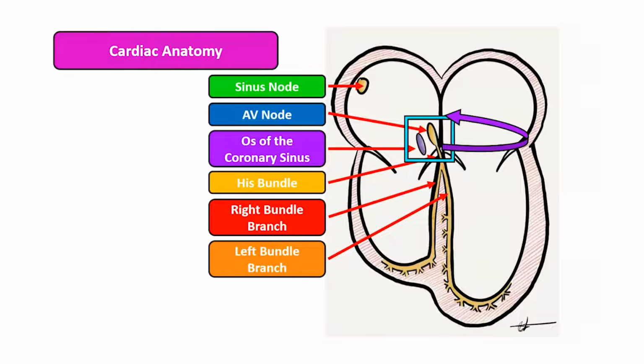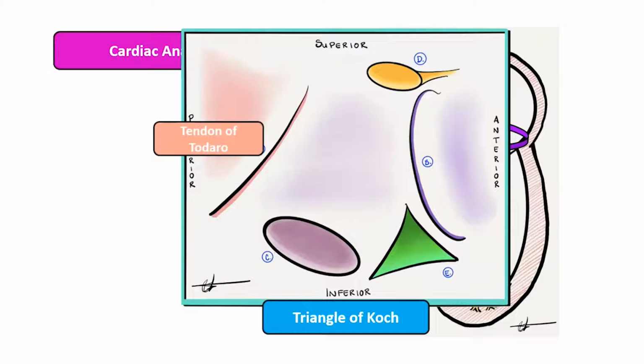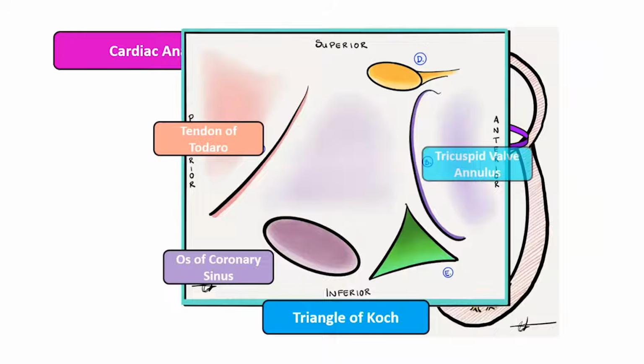And this region right here is a region that's very important for those in electrophysiology. Here's another cartoon that I've drawn of this area. And this area is known as the triangle of Koch. The posterior aspect of this triangle is marked by the tendon of Todaro. Now, this is not something we can see on fluoroscopy or during an EP study, but marks the posterior aspect of this region. The inferior border of this triangle is marked by the os of the coronary sinus, and the anterior aspect of this triangle is marked by the tricuspid valve annulus.